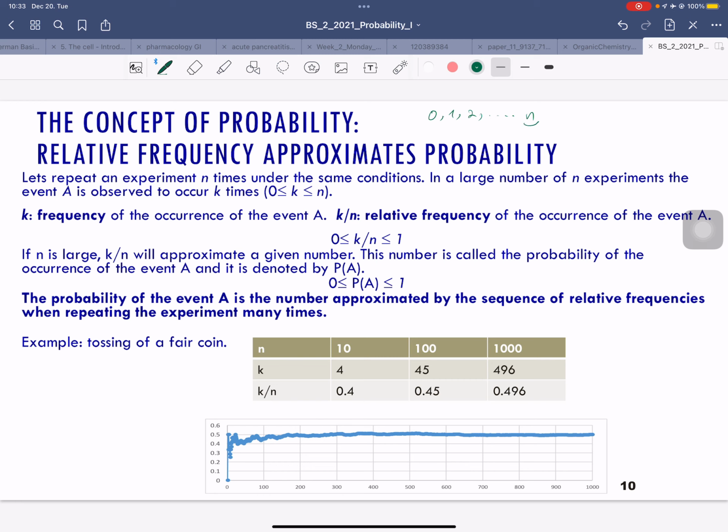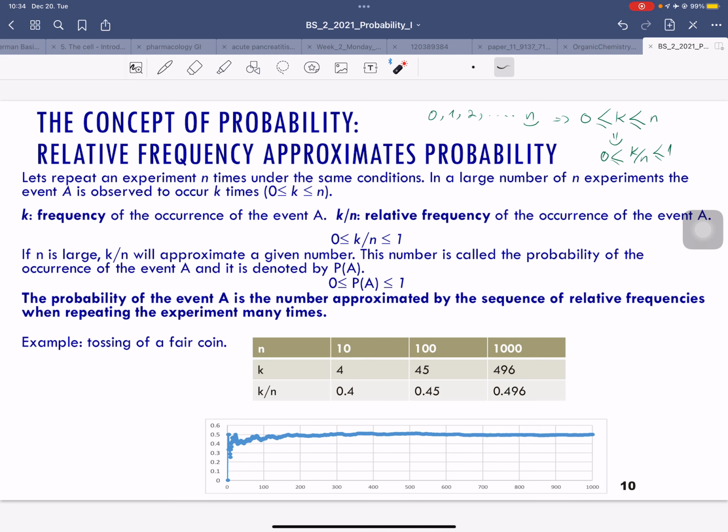In a large number of experiments with rolling the die, an event is observed to occur k times. In this case, we can say k is always more than 0 and smaller than or equal to n. Now, if we divide both by n, in this case it will be k divided by n, between 1 and 0. In this case, we can say it is the relative frequency. Relative frequency is bigger than or equal to 0 and smaller than or equal to 1. Here, this k is the frequency. It shows how many times the event occurred in the repeated experiment, and k over n shows the relative frequency.